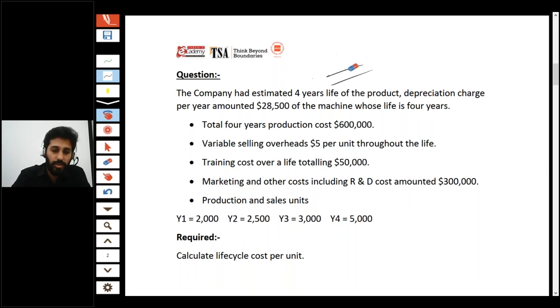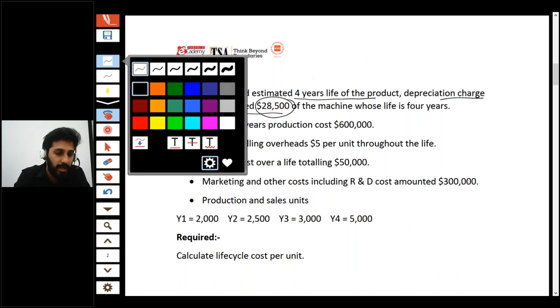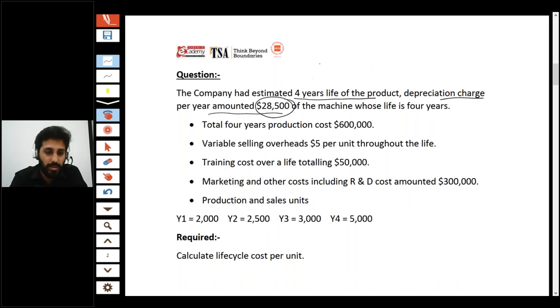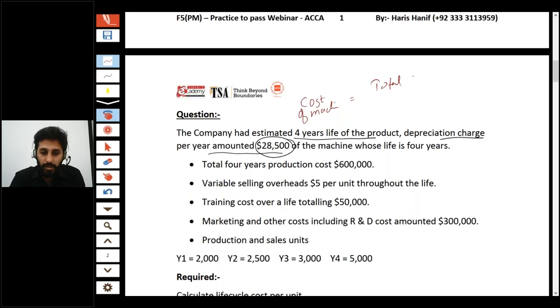Now see what the question is here. The company has estimated a 4 year life of the product. Depreciation charge per year is 28,500. One question students ask me is whether we need to take the depreciation. The answer is yes. If you are given the cost of the machine, that is total cost divided by life, and that way you can calculate depreciation.